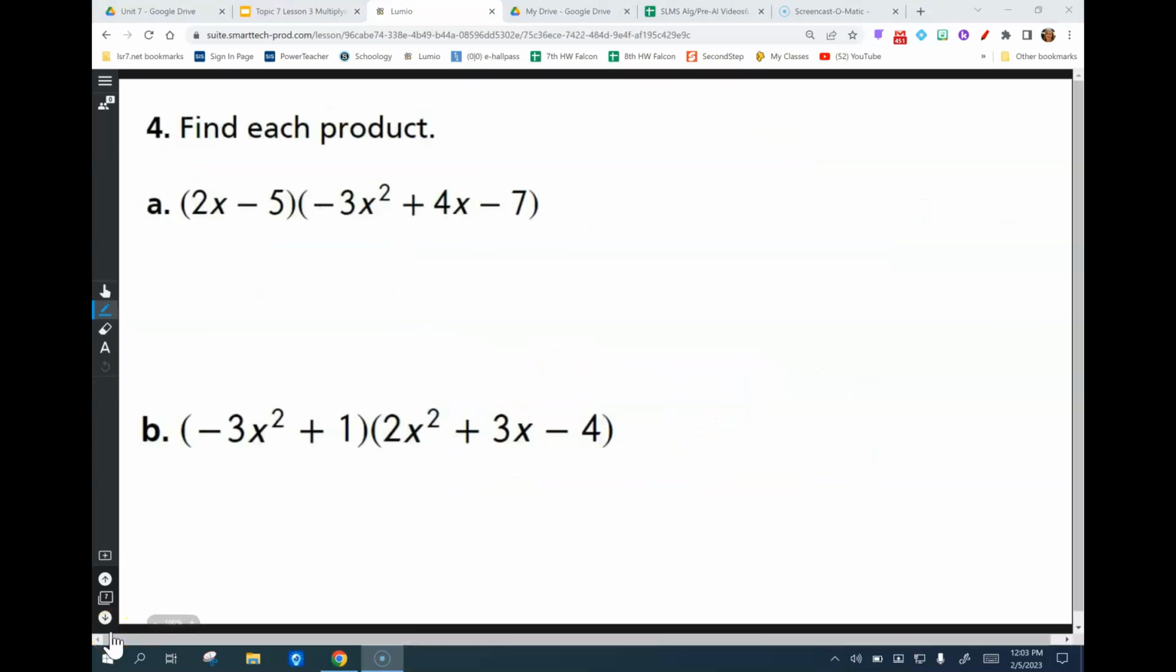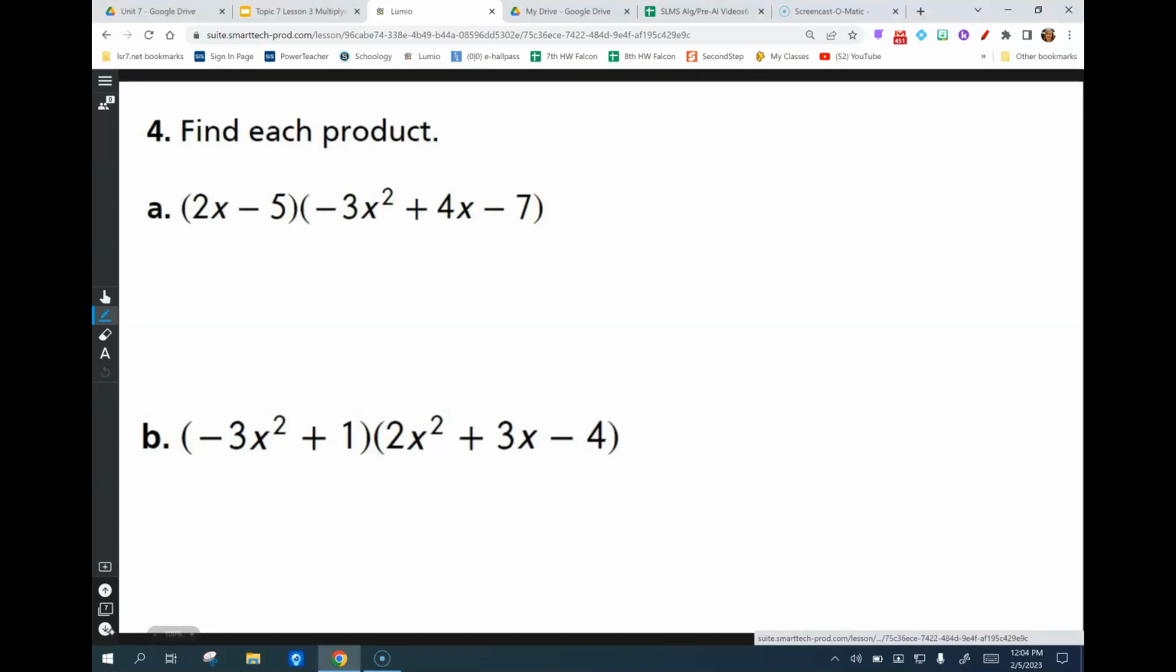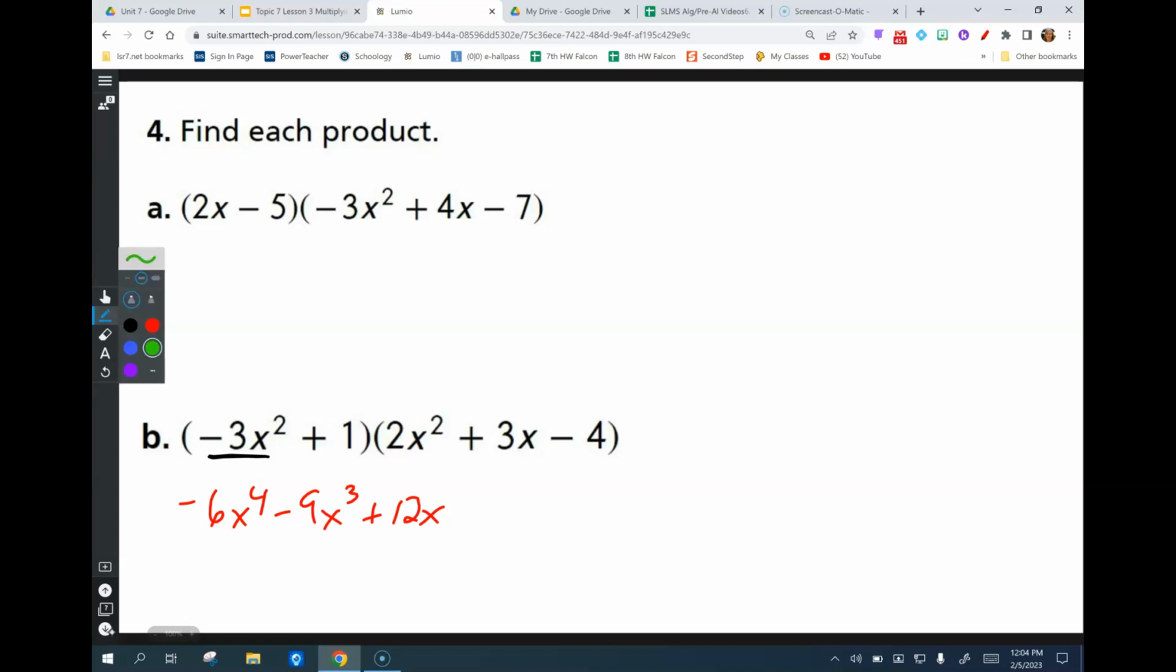So I'm going to do one more with you. I'm going to do B, and these are in your book on page 143 if you're wondering where you're getting them. I'm going to start with B, then I'm going to have you try A. So I'm going to take negative 3x times everything. And I get negative 6x to the 4th minus 9x cubed plus 12x squared. Now you can't see it right now, but I underline negative 3x because I'm just going to concentrate on that. My finger's there. Now I'm moving my finger to the 1, and I'm going to multiply 1 times everything.